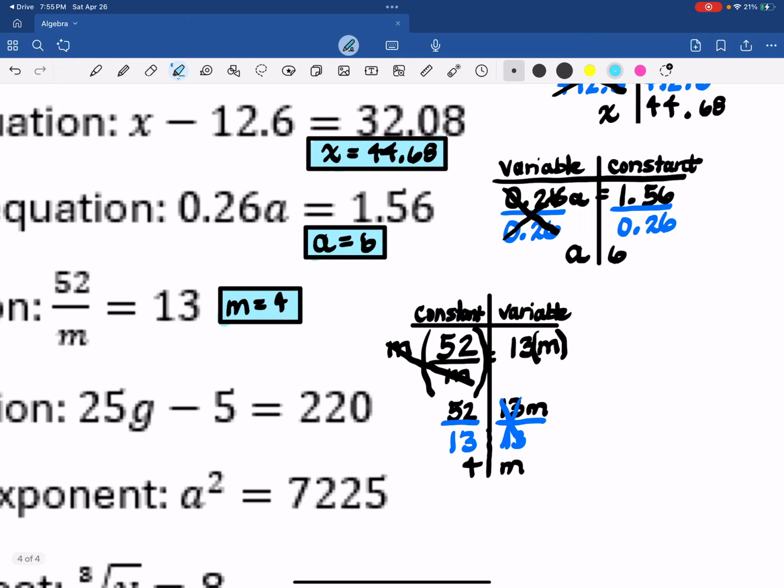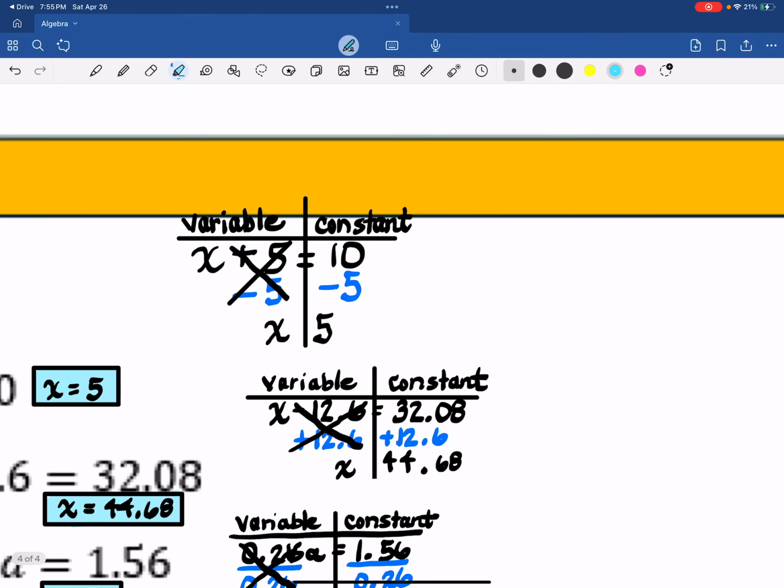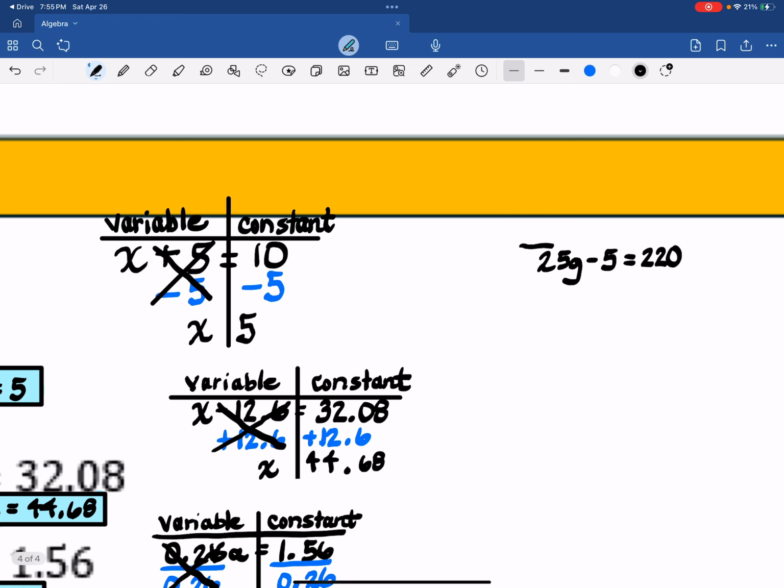Then we have 25g minus 5 is 220. So I don't have any wonky fractions here. I'm just going to go ahead and set up my scaffold. And I can tell you where the variable is. It's the g. So we got a lot of players on the wrong team. And we just gradually have to move them to the right team until there's nothing left to move.